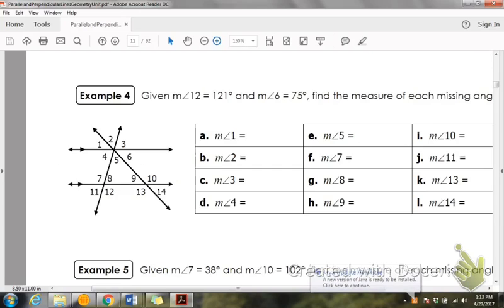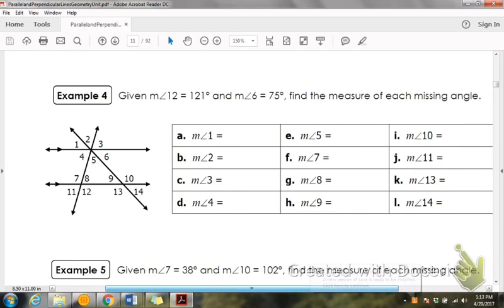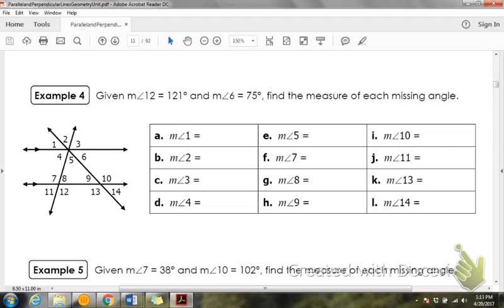Okay, let's label the two angles that they gave us. Angle 12, you're going to want to write small. Are you on example 4 or example 3? Okay. Example 4. Those of you that write large, you're going to want to shrink your handwriting so that you can fit things where they need to go. And angle 6 is 75.